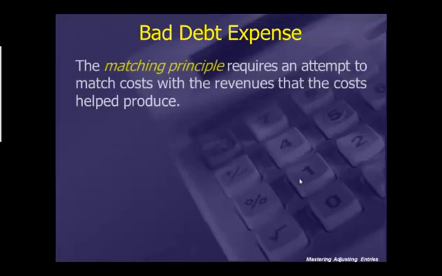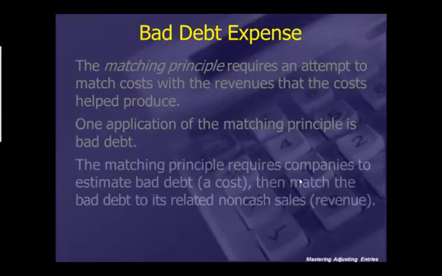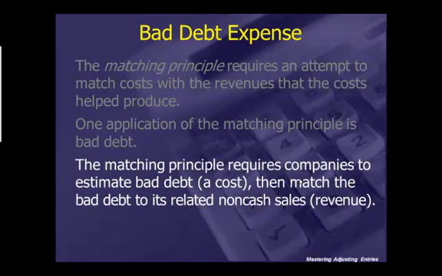Bad debt expense. Well, the matching principle requires an attempt to match costs with the revenues that the costs help produce. So matching is simply saying that expenses need to be recorded in the period in which the revenue they've helped earn. So one application of the matching principle is when it comes to bad debt. It requires that companies estimate bad debt, come up with an estimation of what the cost of the bad debt will be for that fiscal year, and match that bad debt to its related non-cash sales or revenue.